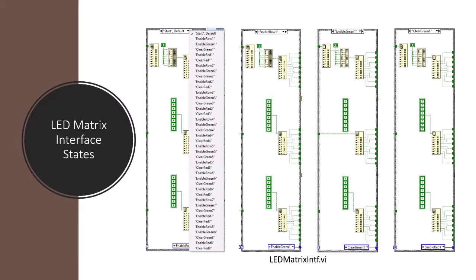The total number of states in LED matrix interface VI is 41. 5 states for each of the 8 rows plus the start state. Start is always the first state and places all LEDs in the off condition by applying a true to the rows and a false to the columns.